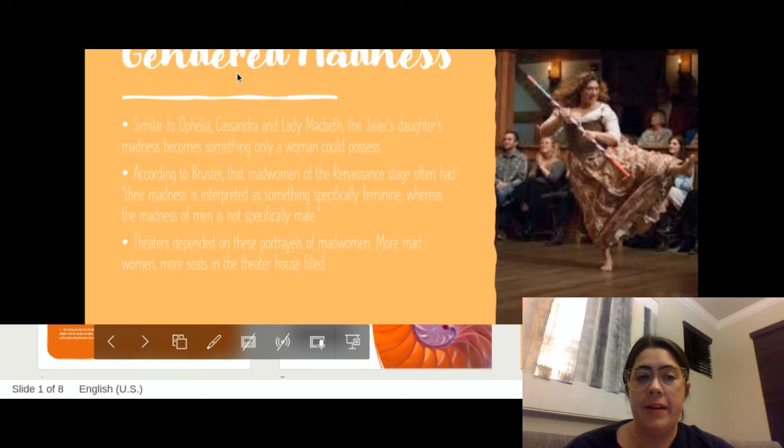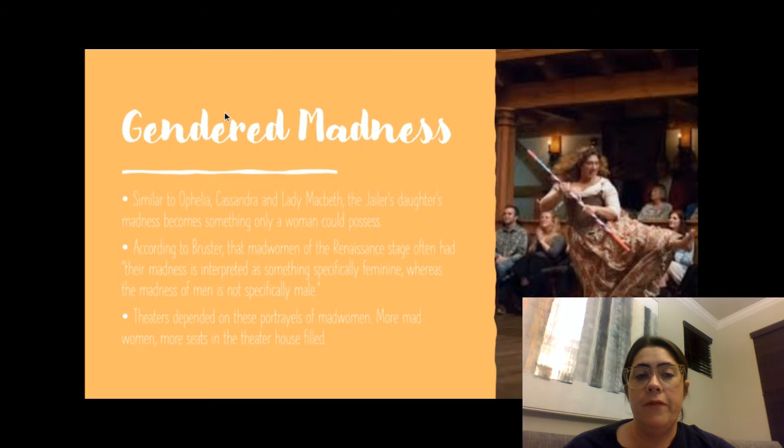Her gendered madness. Similar to Ophelia, Cassandra, and Lady Macbeth, the Jailer's Daughter's madness becomes something only a woman could possess. According to Bruster, that madwoman of the Renaissance stage often had, in quote, their madness interpreted as something specifically feminine, whereas the madness of men is not specifically male. Theaters often depended on these portrayals of a madwoman. More mad women, more seats in the theater house would be filled.